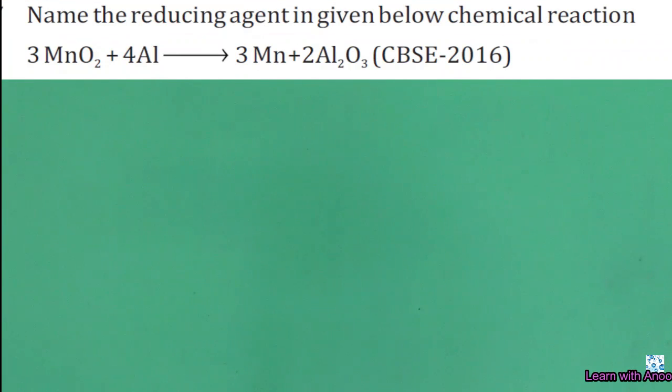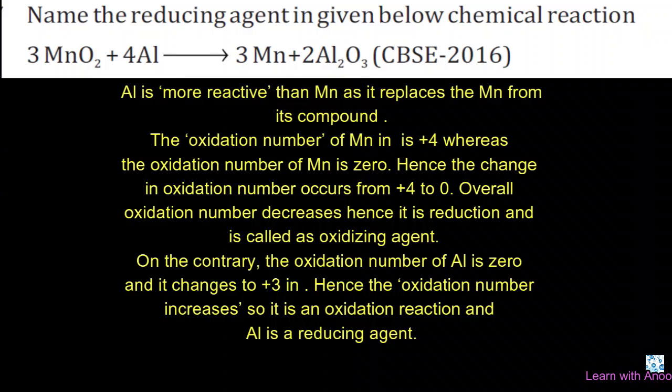Next question, name the reducing agent in the chemical reaction given below: 3MnO2 + 4Al gives 3Mn + 2Al2O3. Answer is, the reducing agent is the one that itself gets oxidized. Here manganese is getting reduced while aluminium is getting oxidized. So the reducing agent is aluminium. Aluminium is more reactive than manganese because of the reactivity series order.